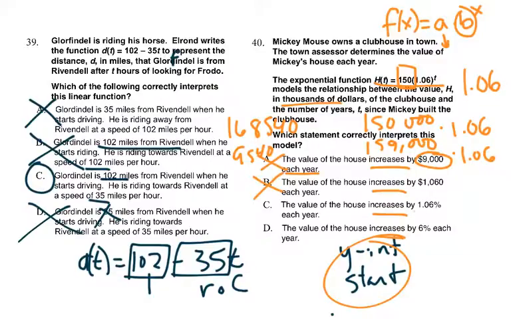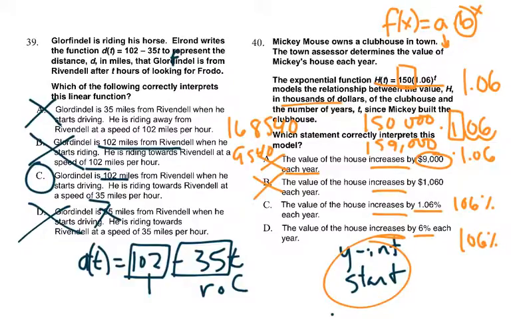So is it growing by 1.06% or by 6%? Or that might have been supposed to be 106%, either way. So let's think about it. What does this 1 represent? Well, if we turn this into a percent, it would be 106%, right?